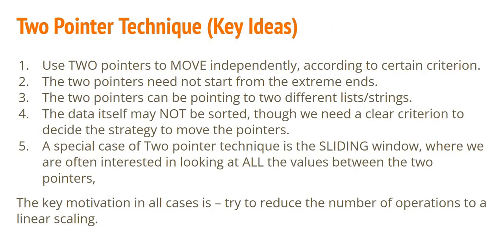So with this, we are ready to summarize the key ideas from the two-pointer technique. Basically, the idea is that we are using two pointers to move independently according to a certain criteria. Now, this criteria has to be super clear because only then the code becomes clear. Also, the pointers are moving independently. The pointers need not start from the extreme ends. We have already seen that. The pointers can be pointing to two different lists and strings, as we have also seen.